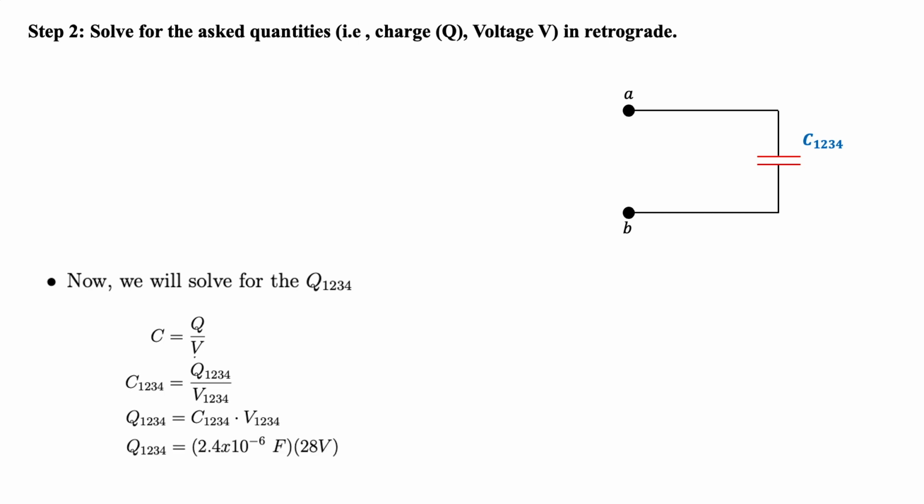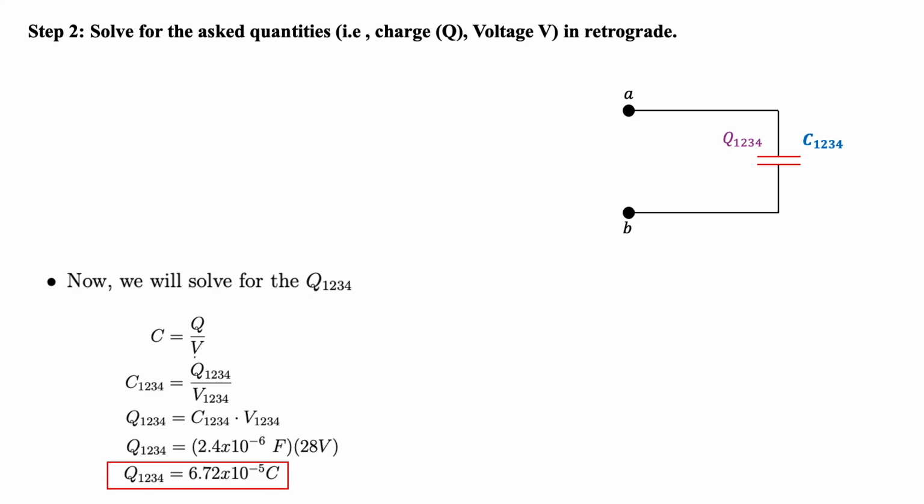Now in this problem, the capacitance C1234 is something that we have solved earlier. This is the equivalent capacitance of the entire capacitor network, and that is just 2.4 microfarad. And then the potential difference across the entire network is just 28 volts. It's given in the problem. So this gives me that Q1234 will just be 6.72 times 10 to the negative 5 coulombs, or 67.2 microcoulomb.